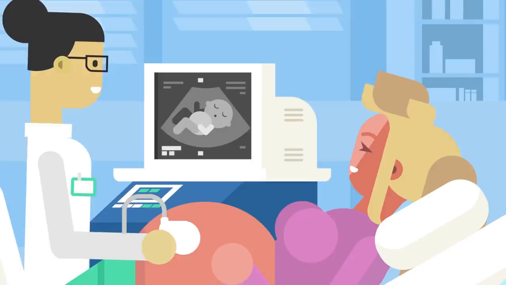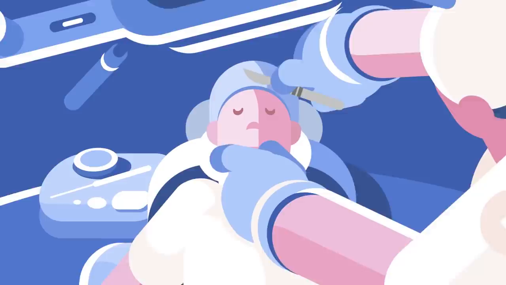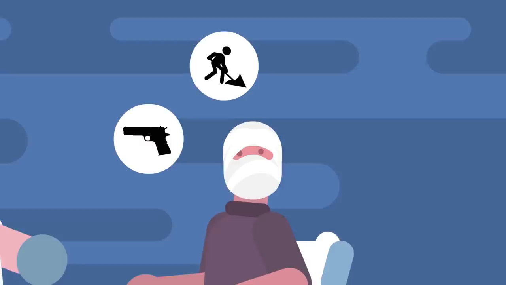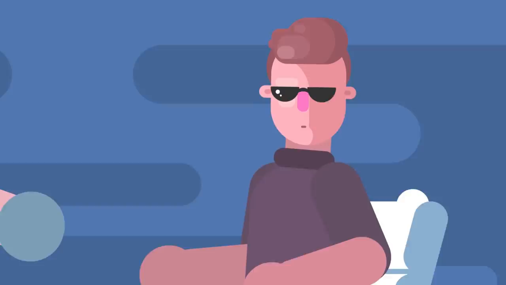The most stunning recent advancement in transplant science, though, is also the most visible. In the last 20 years, scientists have successfully managed to transplant whole faces. When dealing with patients who have been seriously disfigured from gunshots, industrial accidents, fires, or animal attacks, they take the facial tissue from a donor and place it on the surgically prepped facial surface of the disfigured recipient. After transplant, the face eventually shifts to the skeletal structure of the recipient, so they don't look exactly like they did before, but not like the donor either.